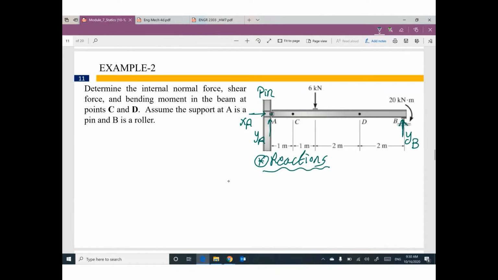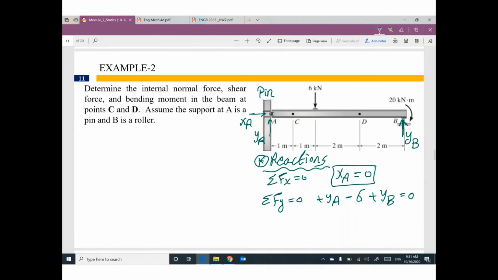We have 3 equilibrium equations. Summation Fx equals 0 for the whole structure. We don't have anything in x except XA, so it will be 0. Summation Fy equals 0. What do you have in the y direction? We have positive YA, negative 6, and positive YB equals 0.